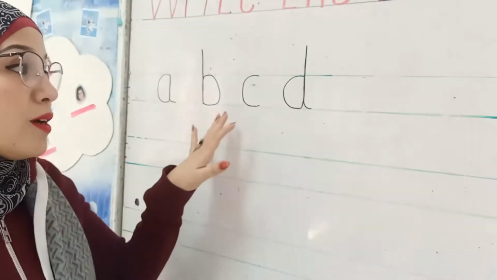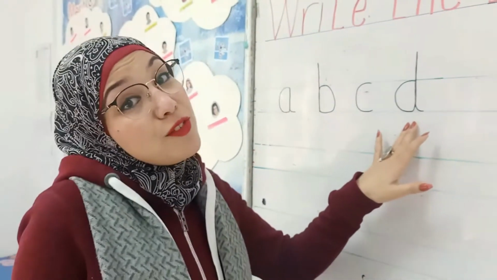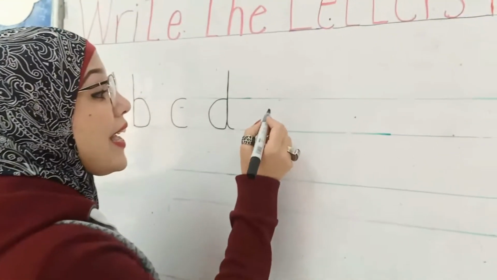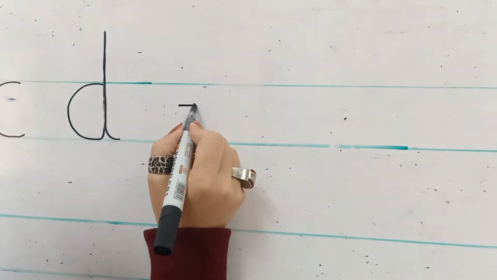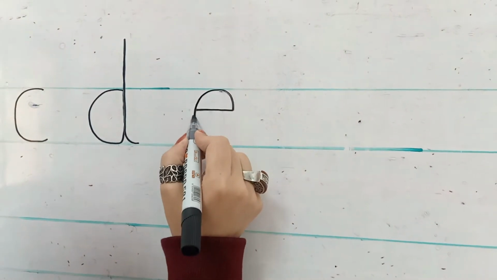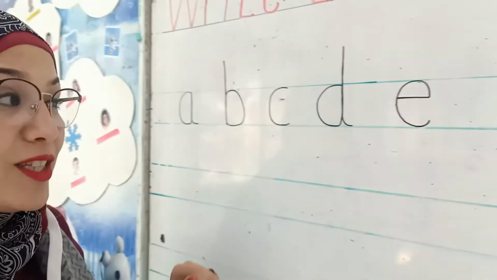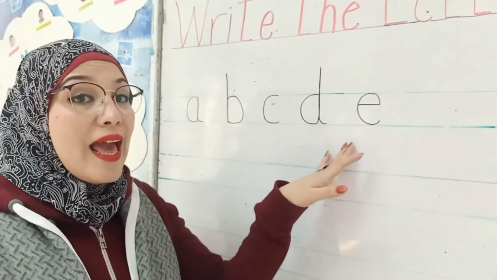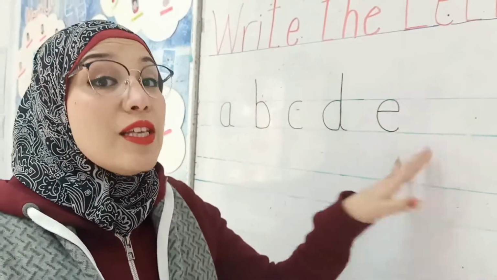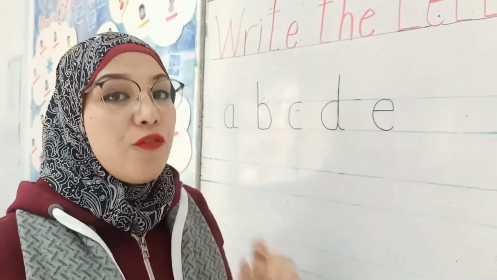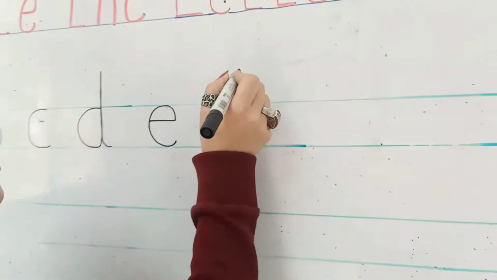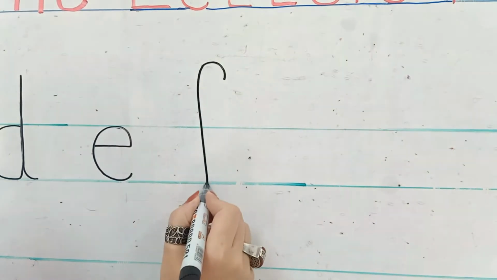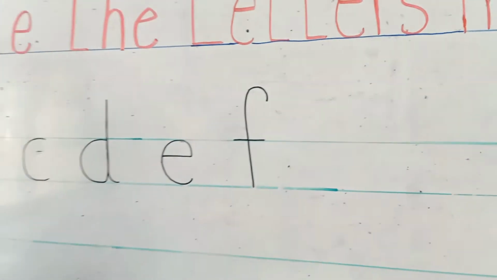A, B, K, D. What comes after D? E. How to write letter E? Starting point, sleeping stick and half a circle. Super KG1. A, B, K, D, E. What comes after E? Super. F. How to write letter F? Starting point, old man stick and sleeping stick.